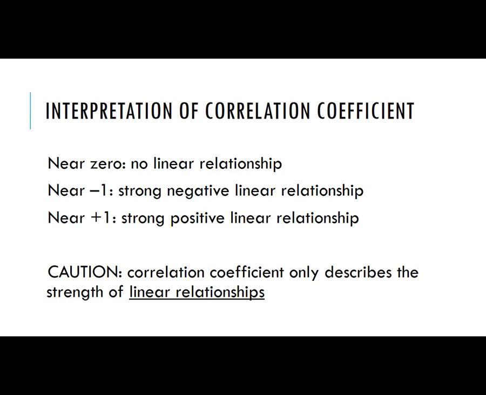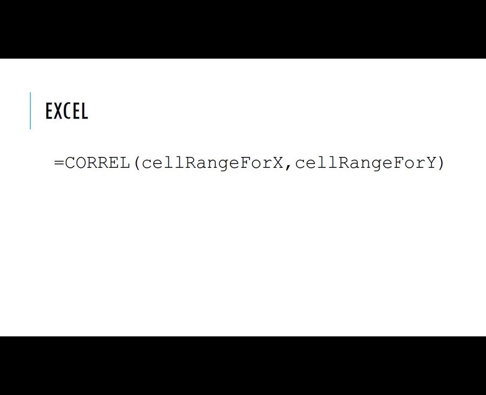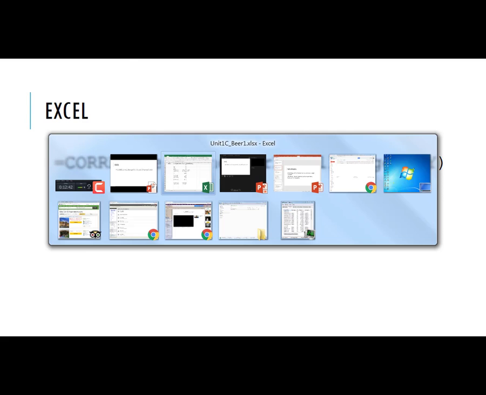Then you have to be careful using the correlation coefficient because it only describes the strength of linear relationships. So there could be a very easily discernible non-linear relationship and still come up with a correlation coefficient of 0 because it's not linear. But there could be some kind of relationship that is interesting. Hence, we should probably plot the data, which again I'll hammer into your head in the next unit. So to get this, we do the sample correlation, cell range for X, cell range for Y. So let's go back over to our data set and try that.